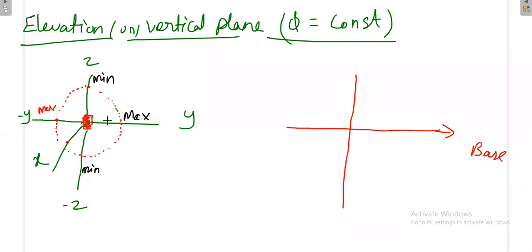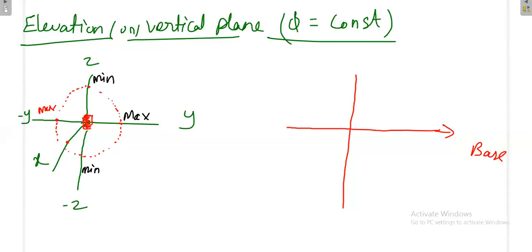Some confusion is there about how to measure theta, in which axis we have to position. Actually that antenna has to be positioned here, then theta has to be measured here. When theta is pi by 2, you are getting maximum value. But okay, we'll come to that later.